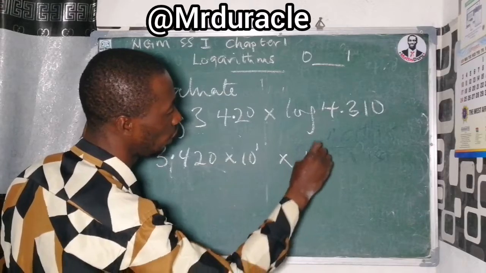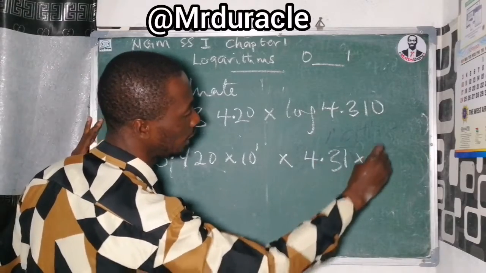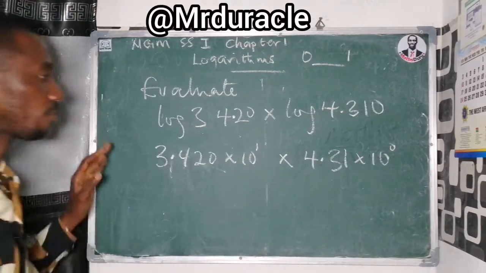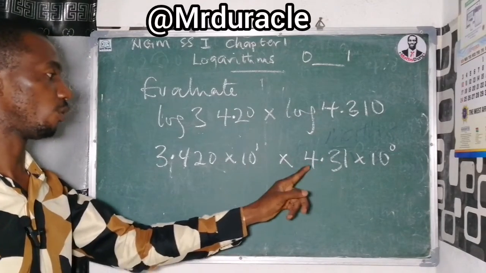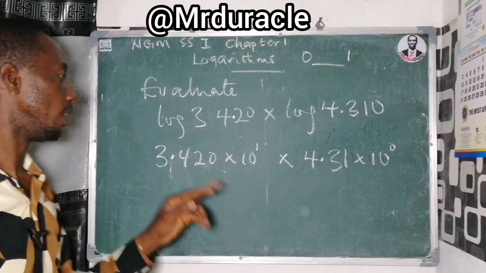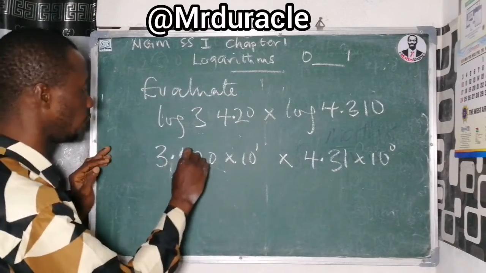So we write it as what? 4.31 times 10 to the power of what? 0. It's already in standard form, because standard form says the point must come after the first number. So that is what standard form is. Now we have reduced it.